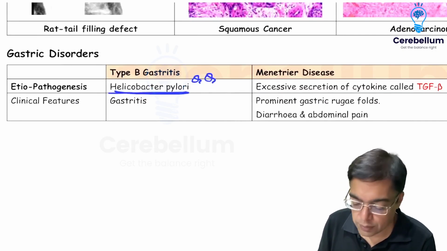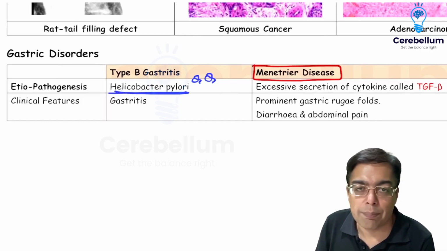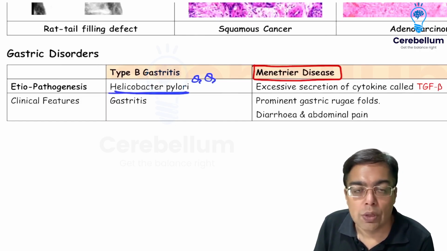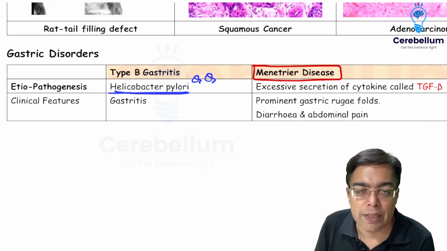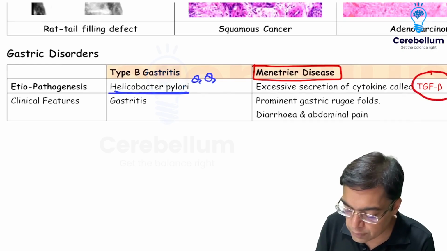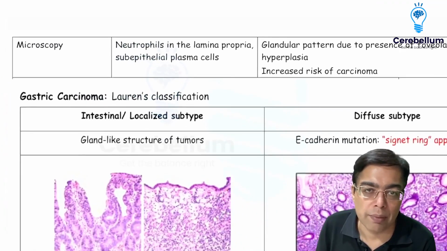The second condition about which we need to have an idea is given the name of Menetrier's disease, a condition characterized by prominent gastric rugal folds. Why do we have the presence of prominent gastric rugal folds? It is because of oversecretion of a cytokine given the name of TGF-beta. Such patients can have diarrhea. They can have abdominal pain as well.